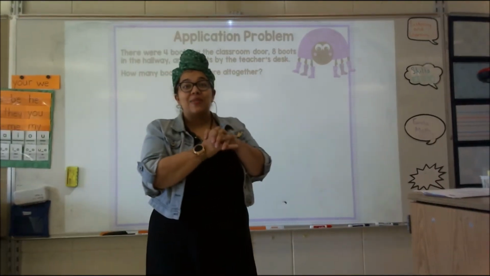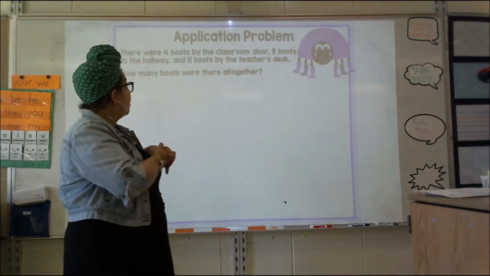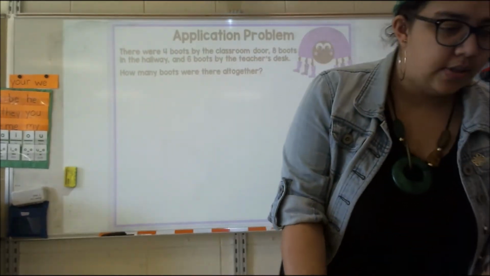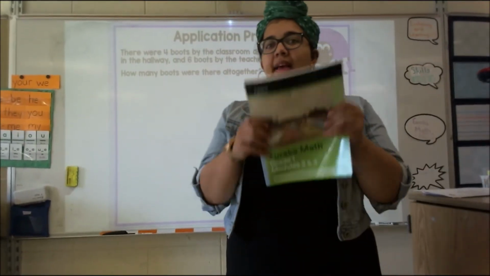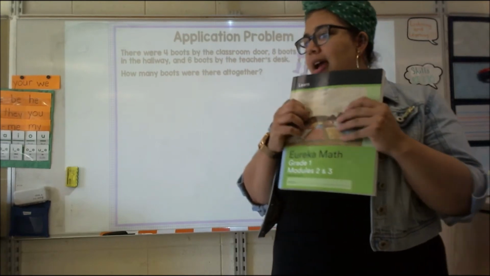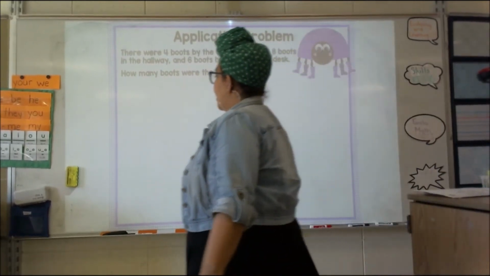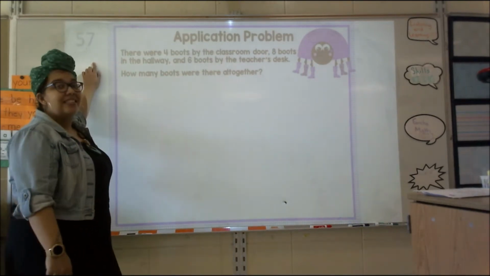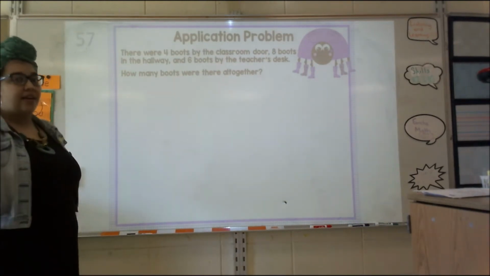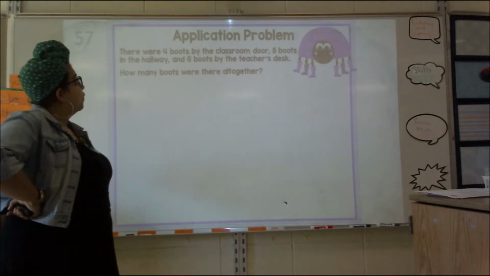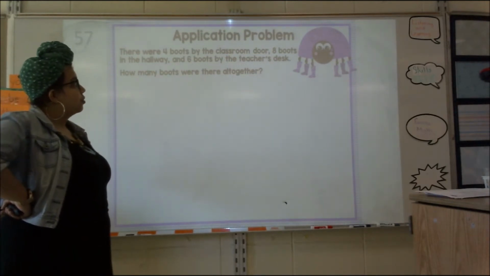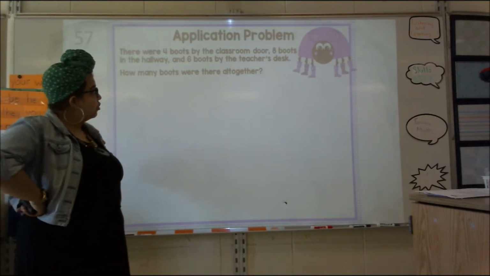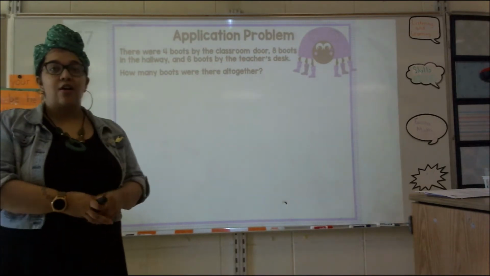All right, so as we continue with our application problem, which of course is in your Learn book. Lovely flower beds picture. I like this picture a lot, actually. And it is on page number 57. Page number 57. And it reads, there were 4 boots by the classroom door, 8 boots in the hallway, and 6 boots by the teacher's desk. How many boots were there all together?